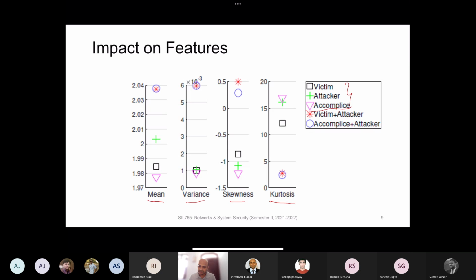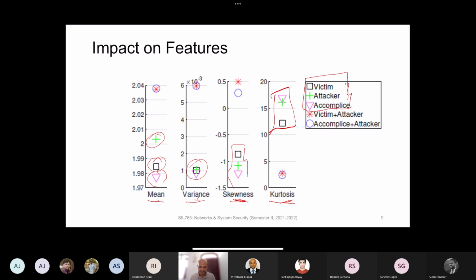If we plot these features of victim, attacker, and accomplice, you see that for the mean, the attacker's mean is high, the accomplice's mean is low, and the victim's mean is somewhere in the middle. Their variances are very, very close, so probably variance is not a good feature to differentiate them. But skewness is a good feature to differentiate between those three, and kurtosis is also a decently good feature to differentiate between them.